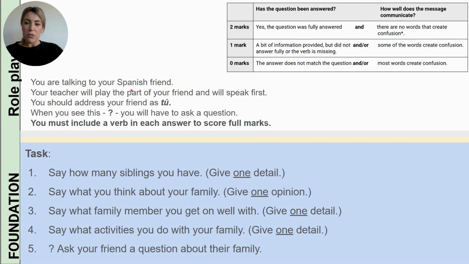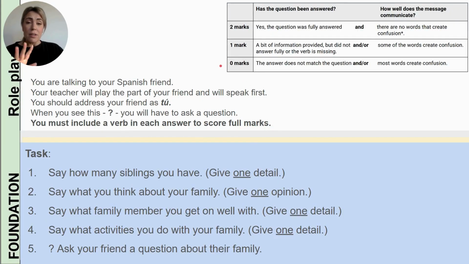You're talking to your Spanish friend. Your teacher will play the part of your friend and will speak first. You're going to address your friend as tú. And when you see a question mark, you will have to ask a question. So write down a question in your preparation. And you must include a verb in each answer to score full marks.